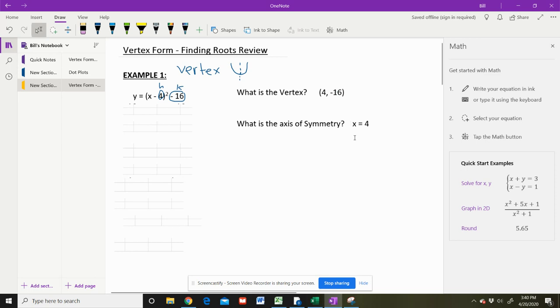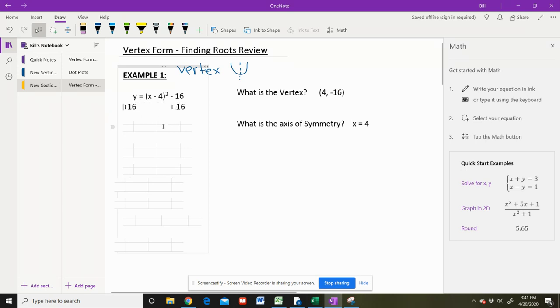All right, so those are just questions I could ask. You don't need to know what the vertex is, or the axis of symmetry is, to find the roots, but you always want to be able to just pull it out of the equation. So first step, when we're doing this, and let me just erase the stuff that I have here. First step, what I want to do is I want to get this 16 to the other side. So I'm going to do the opposite to go to the opposite side of the equal sign. I'm going to add 16 to both sides.